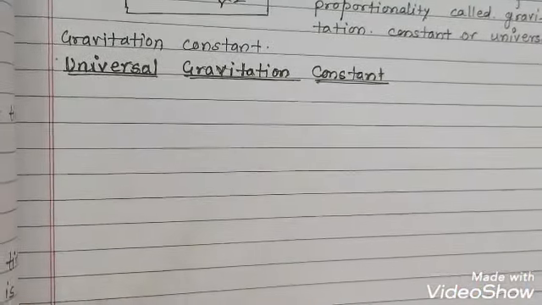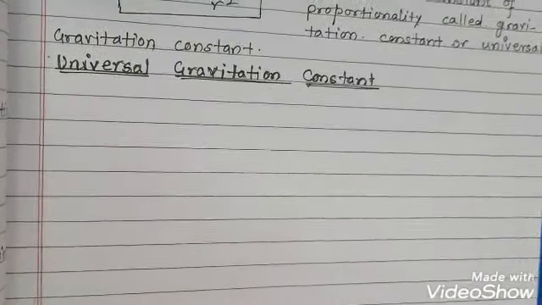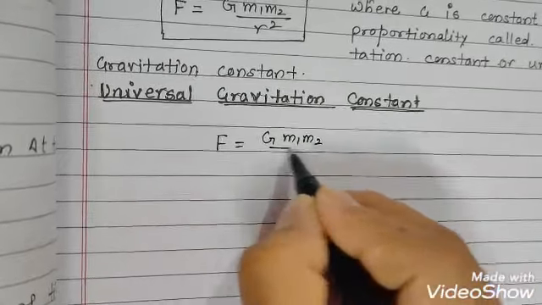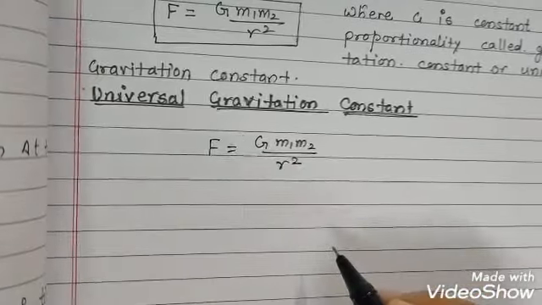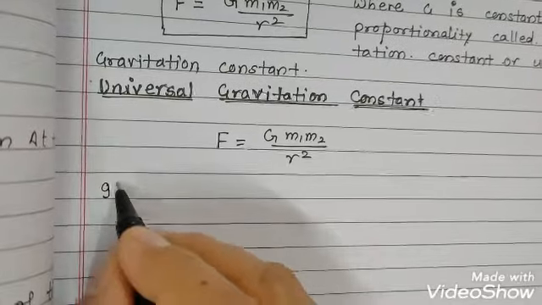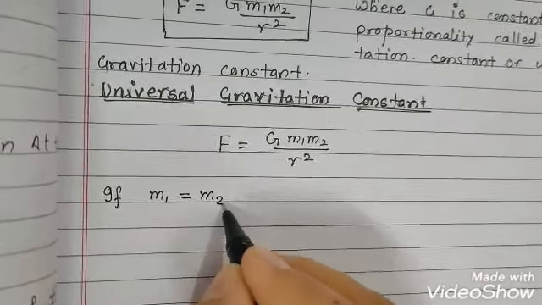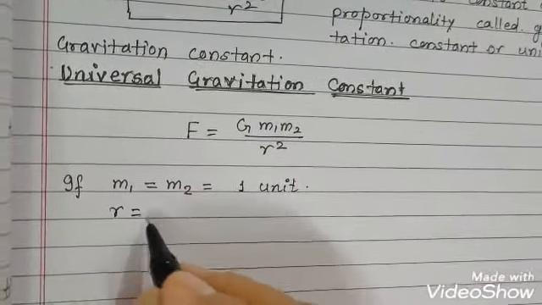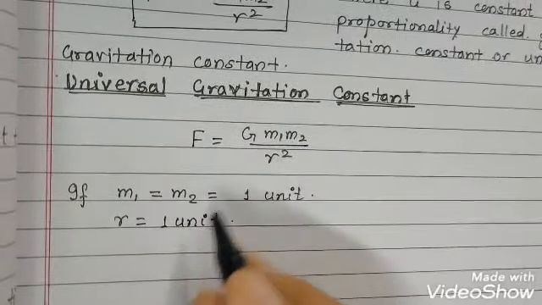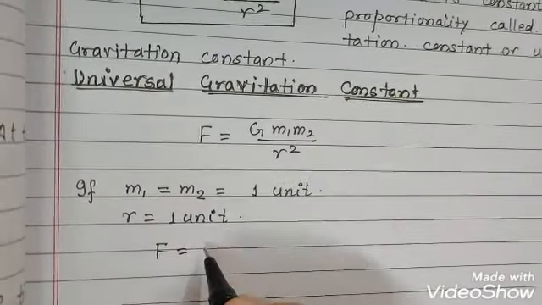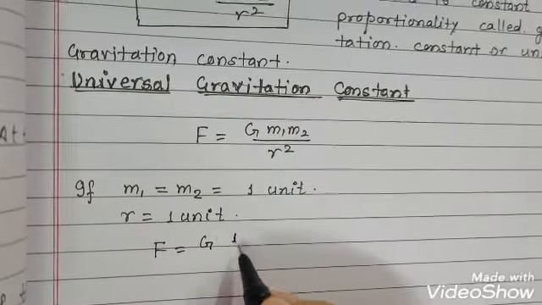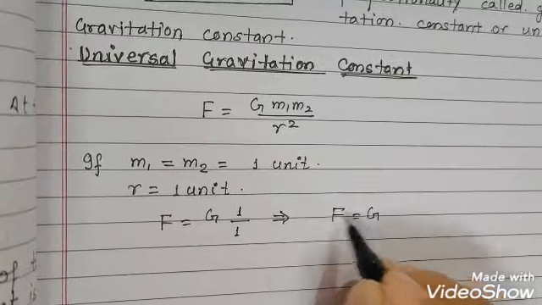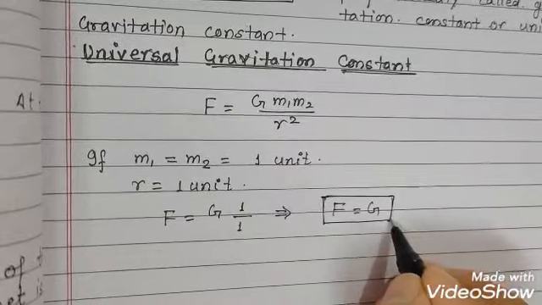Now we'll define the universal gravitation constant. We know that the formula for the gravitational force is F equal to G m1 m2 upon r square between two bodies of masses m1 and m2 kept r distance apart. Now let the two bodies have the same mass, 1 unit mass, and let the distance between them also be 1 unit. In such a situation, if we apply the formula, F equals G, because the product of the masses is 1 and the square of the distance is also 1. That means F is equal to G in this situation.